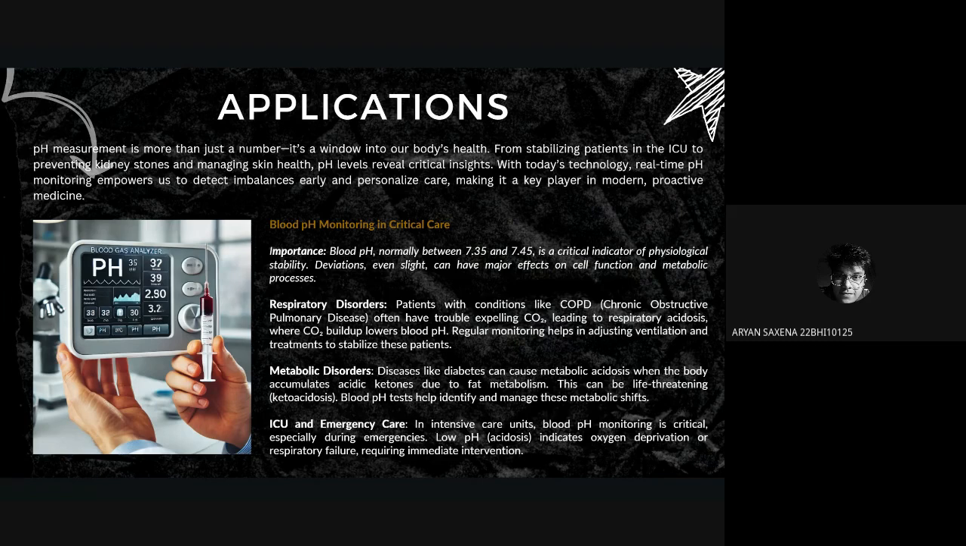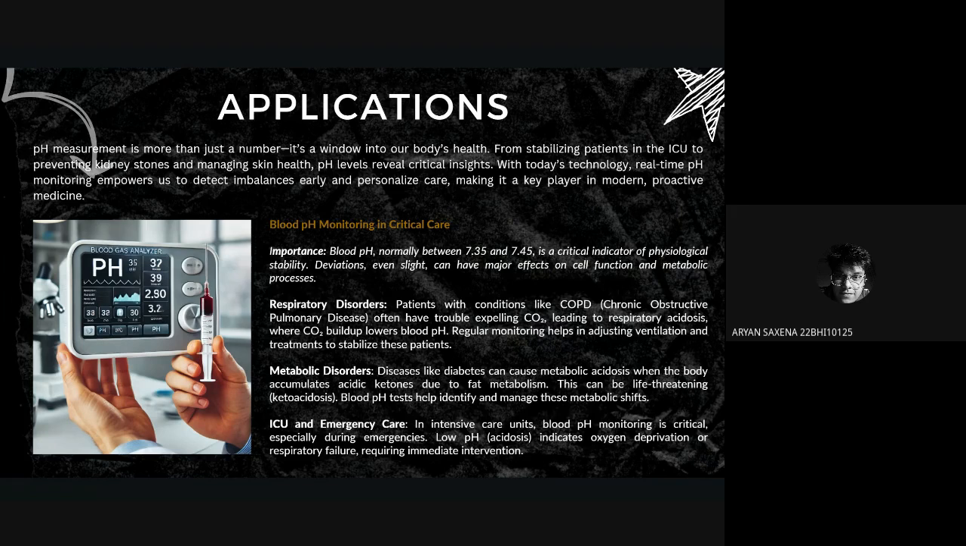The first is blood pH in critical care. Blood pH, tightly regulated between 7.35 and 7.45, is crucial for physiological stability. Even minor deviations can disrupt cell function and metabolism. Some of these disorders include, first, respiratory disorders. In COPD, which is chronic obstructive pulmonary disease, CO2 buildup causes respiratory acidosis. Regular pH monitoring helps adjust ventilation and stabilize patients.